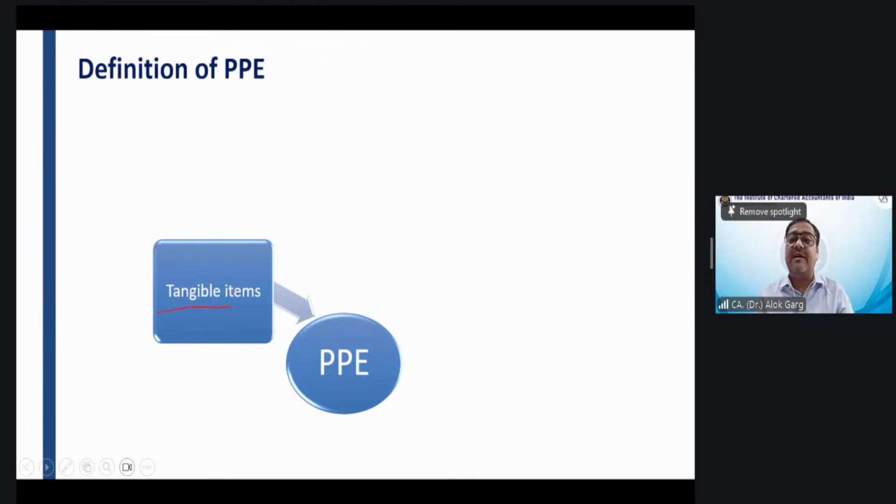ये सारे एसेट आप देख सकते हो, टच कर सकते हो, right? All these items are tangible items. No asset is invisible or intangible. All these items are tangible items.